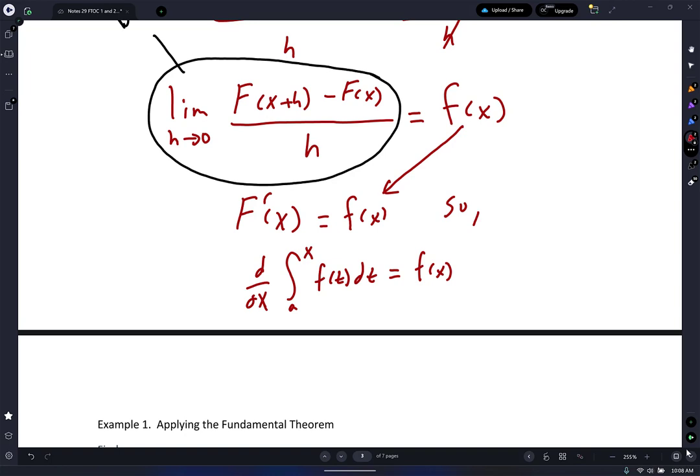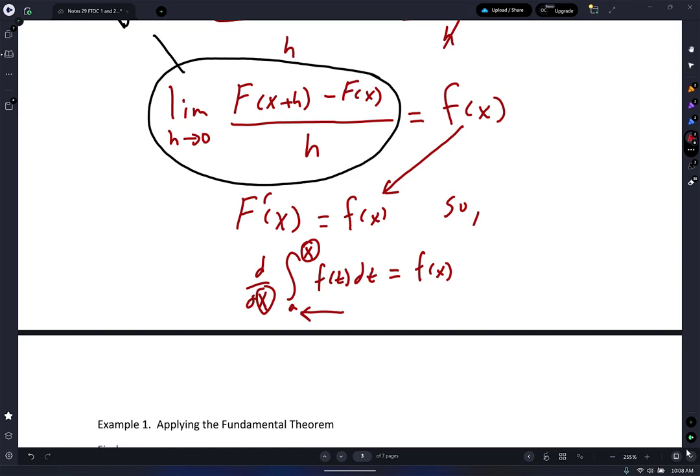Here's what you should observe. Notice that it does not matter what that lower limit is. You don't care about that lower limit. Well, it better be a constant though, as my upper limit must be that variable x. Those must match. If it's not an x, we have to use chain rule. And don't worry, we're going to practice that.